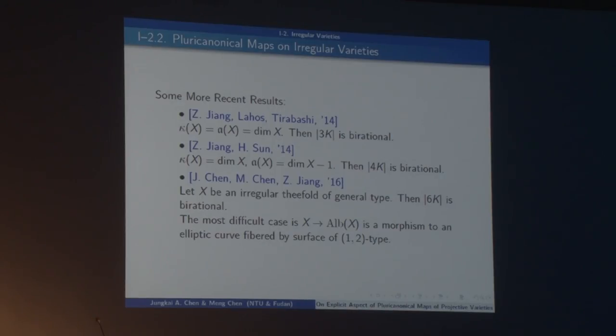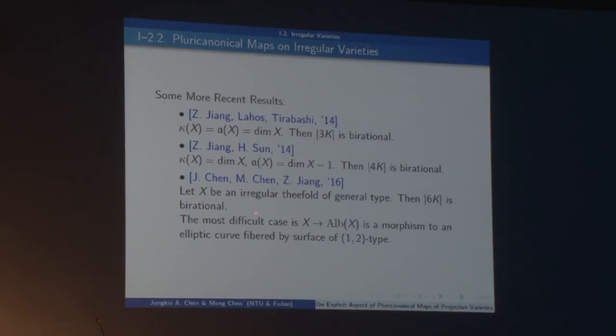So similarly for abelian varieties, no matter what the dimension of your abelian variety is, or in the situation where the Albanese fiber dimension is one, it only depends on the dimension of your fiber. It's independent of the dimension of your base. So for this particular category of varieties, this is a general phenomenon.